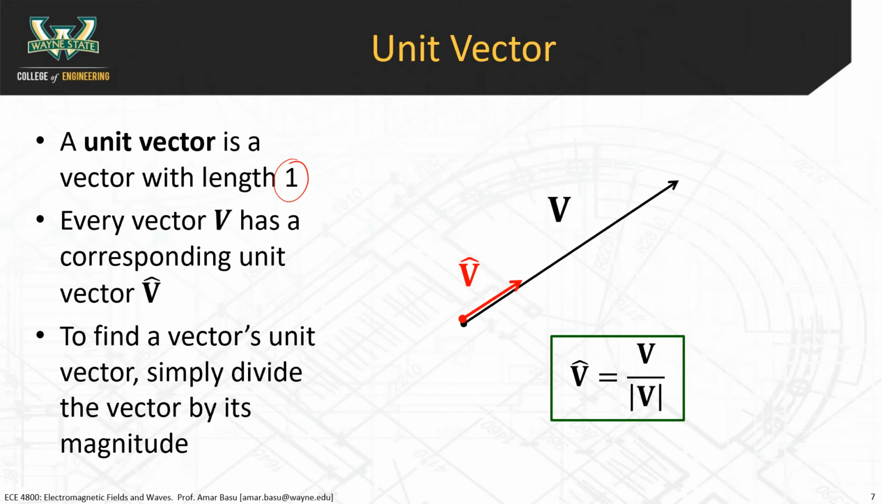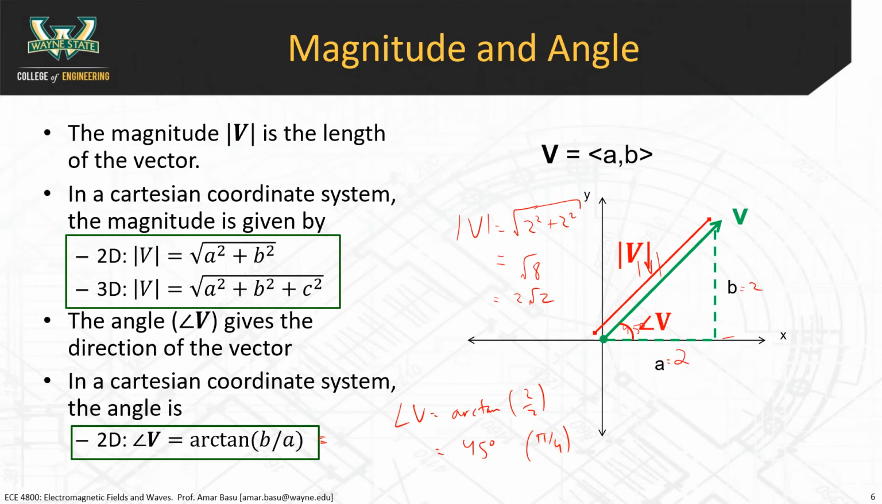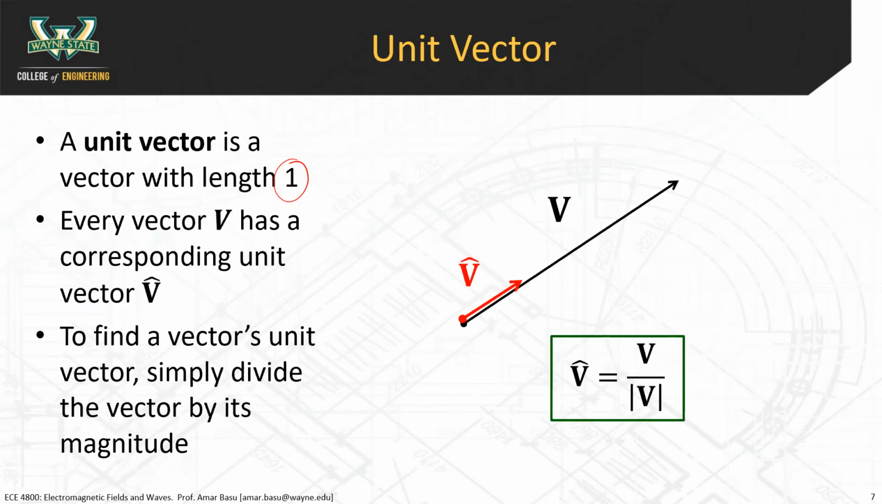So the magnitude of the unit vector is always equal to 1. Let's take a quick example of the one that we just did. So let's say we have a vector that looks like this. We can denote that vector 2, 2. This is the x direction, and then this is the y direction.